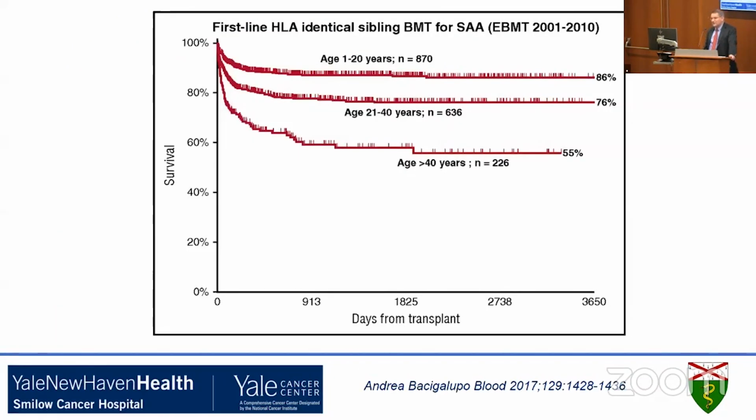So this shows you the outcomes of transplant in different age groups, and that's why it is preferred for younger patients, because they do better than patients who are older than 40. As you can see, this is long-term survival of 86% for patients who are younger than 20 when they are treated with transplant, and only 55% for patients who are older than 40.